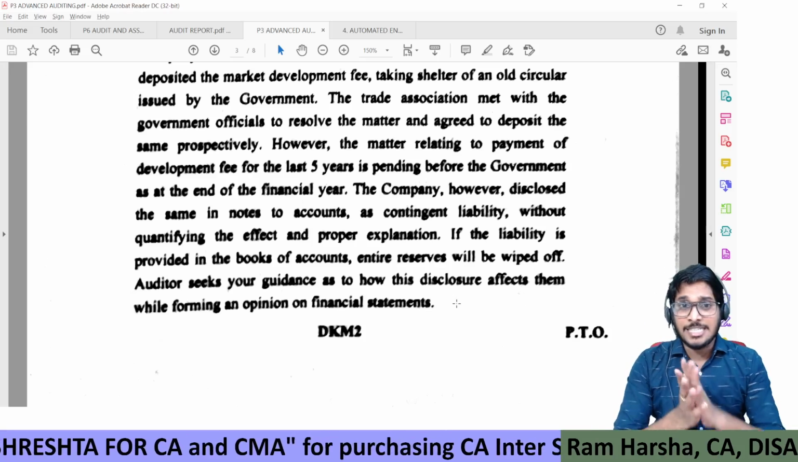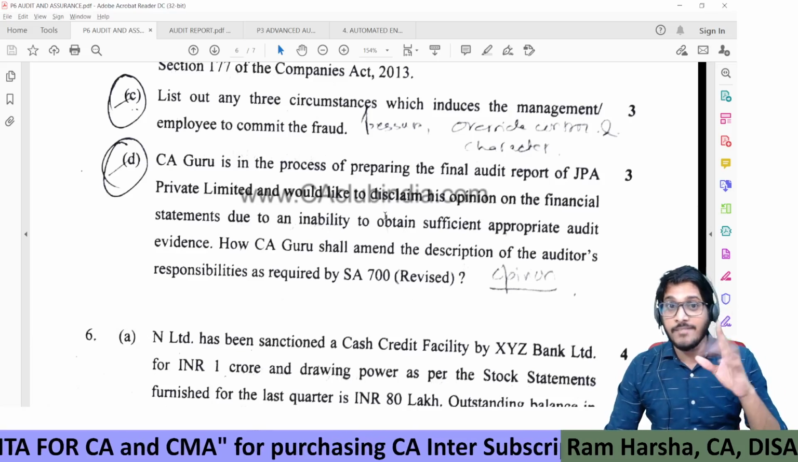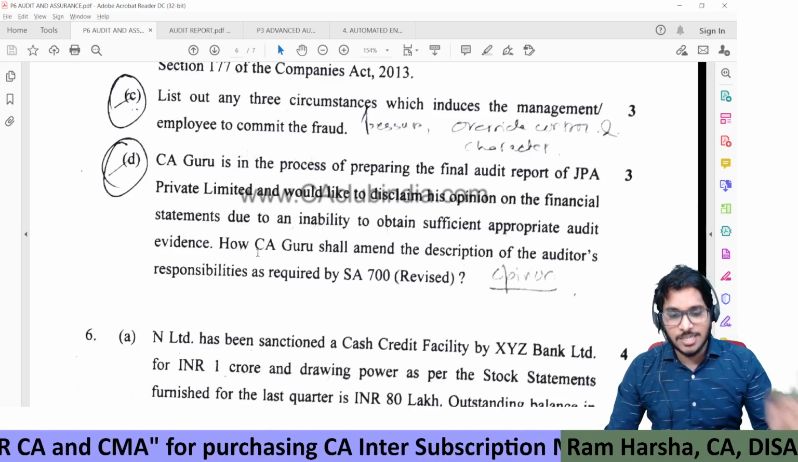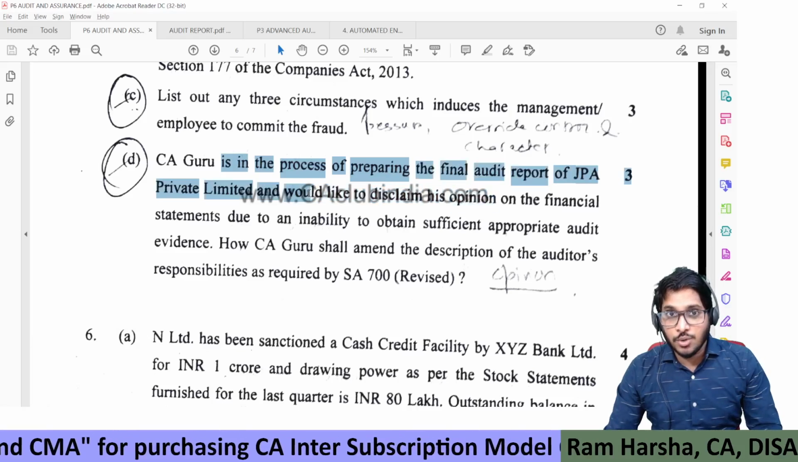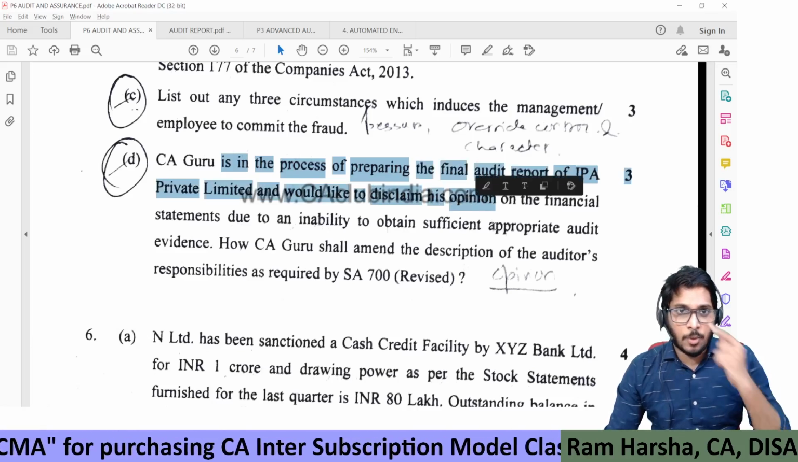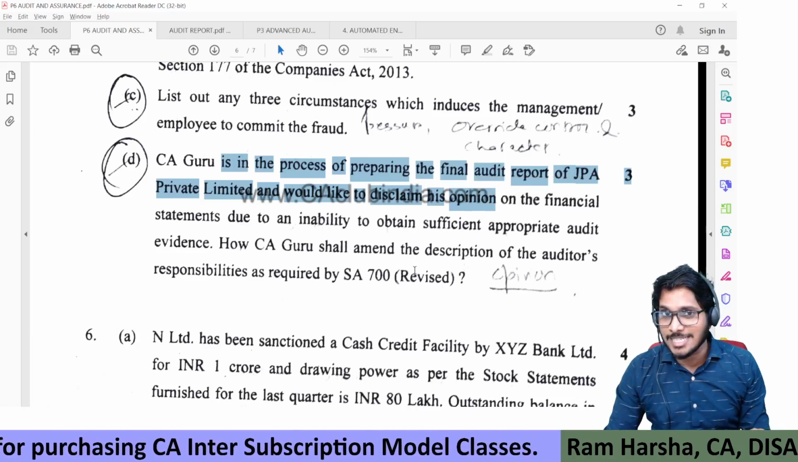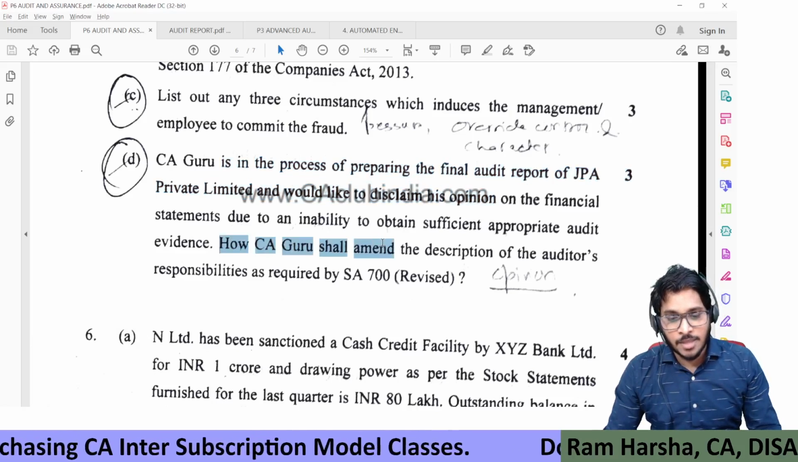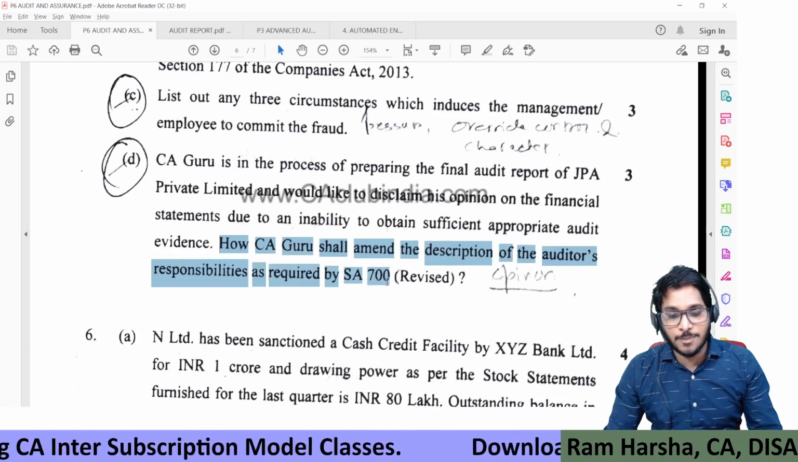In fact, at CA Inter, I'll show you. Even if you're a CA Final student, please watch this. Even in CA Inter, there is a question related to the audit report. Here the auditor is unable to get the evidence and wants to disclaim the opinion. Everybody knows the disclaimer of opinion definition, but that is not tested here. What is asked here is how CA Guru shall amend the description of auditor's responsibilities paragraph as per SA 700.